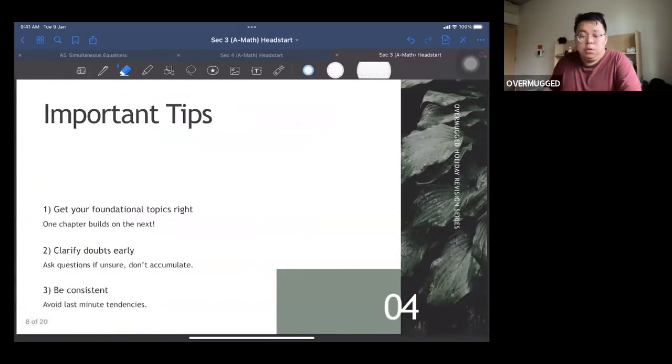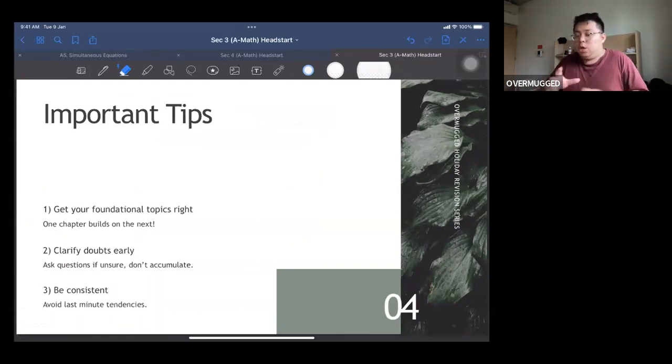Now, some important tips. So what do you need to do? Okay, this is exactly the same as EMath because, I mean, they're maths. So first thing is to get your foundations right. When I say foundations, I mean your Sec 2 content must be pretty solid. So you need to know your basic math like algebra, your basic simultaneous equations, all these must be pretty good, so that you won't falter under any stress.